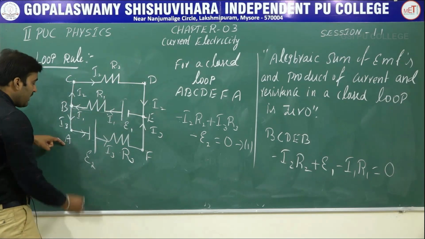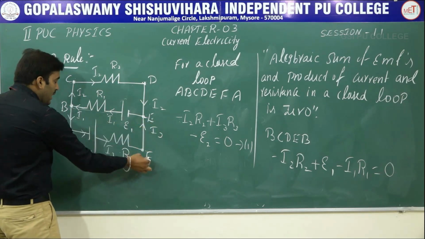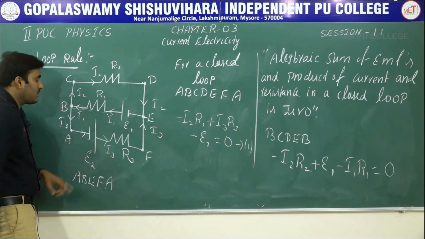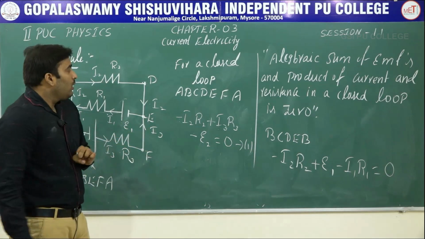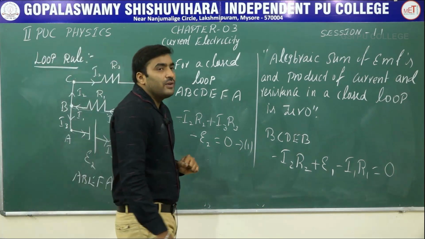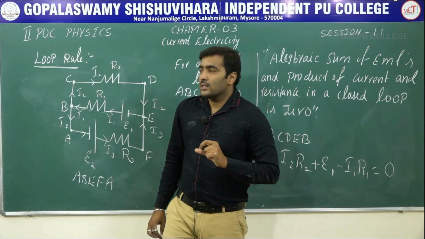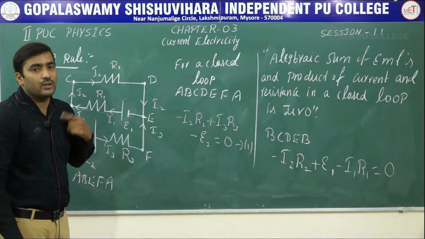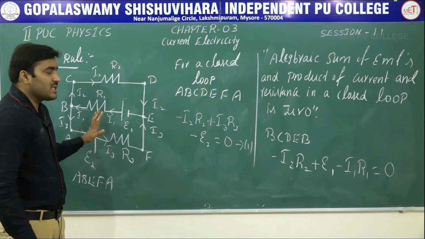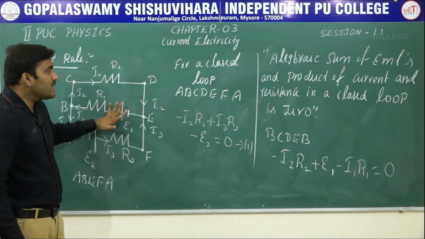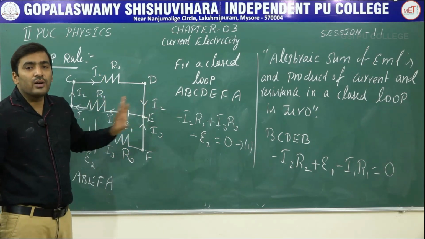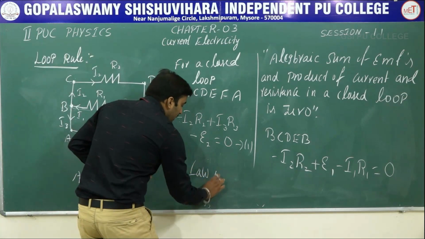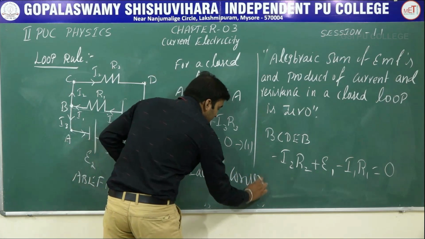Similarly, you can apply it for A, B, E, F, A. So you can try this. In the loop rule, we have stated that the algebraic sum of the changes in potentials once around a closed loop in a circuit is equal to 0. This signifies the law of conservation of energy.